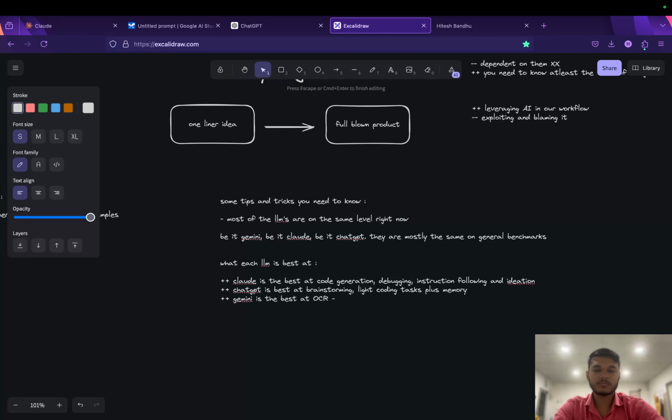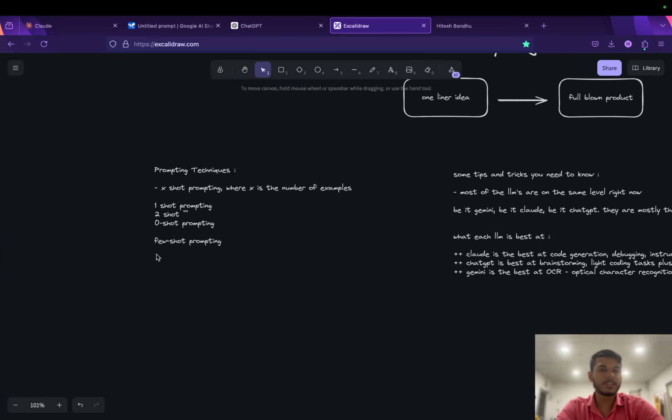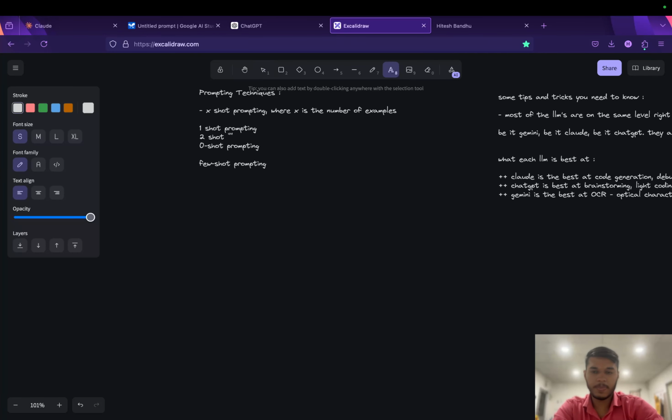So what is OCR? That is called optical character recognition. My typing speed is a little bad. Oh yeah, I'm throwing a lot of new terms if someone is a beginner. But yeah, we need to learn it. So what is an OCR?